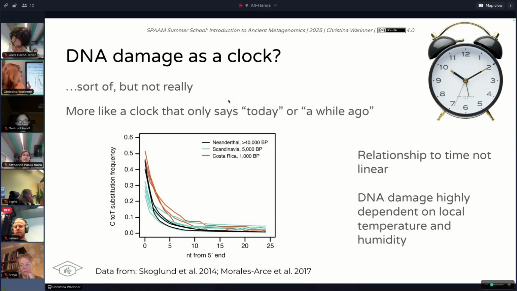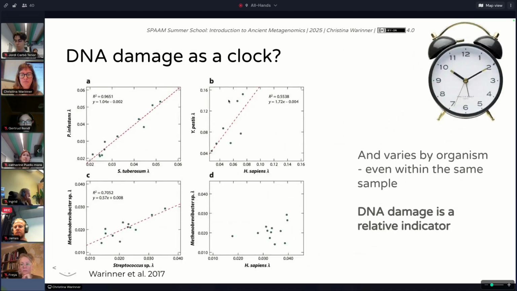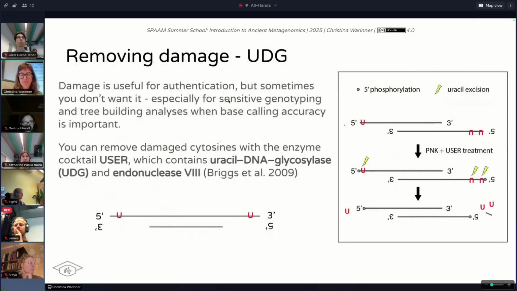So that's great. But then you see an example here from Costa Rica, which is the youngest of all the samples, only 1,000 years old, and it has damage rates that are much higher at 50%. So within a given environment, DNA damage accumulates with time in a predictable way, but in different environments, that clock could speed up or slow down. So you can't use it as an absolute clock. It also will vary by organism, even within the same sample. So we've measured multiple organisms within the same skeleton, for example, a pathogen and a human, and their DNA will degrade at slightly different rates because of the different properties of their genomes and also the kind of tissue type in which they are.